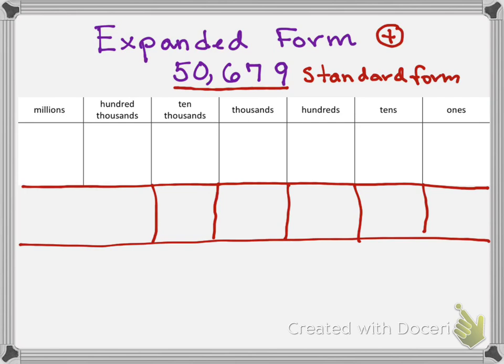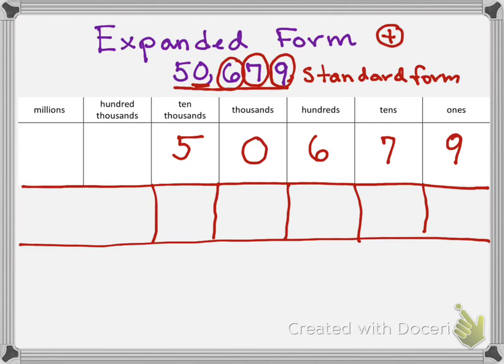So in order to start working this, we're going to use our place value chart, and we're going to see the number 9, and the number 9 is in the ones. The 7 is in the tens. The 6 is in the hundreds. There are no thousands, but we need to put a 0 there. And there's 5 in the 10,000s place.